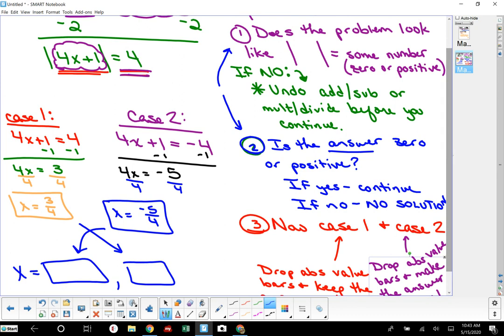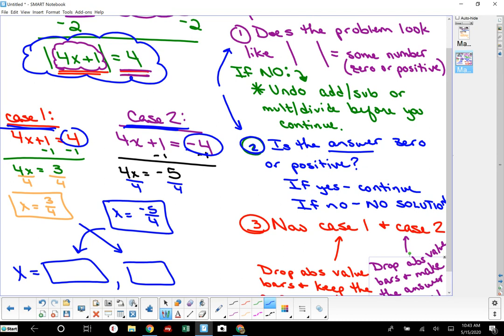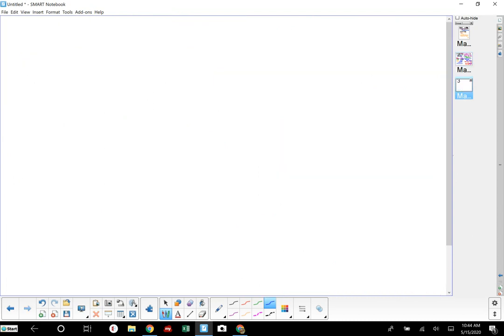Absolute value has to be equal to a number. Absolute value equals a number. Then you're going to do case 1 where the answer is positive, case 2 where the answer is negative. Most of the time, you're going to have 2 answers. All right, let's do the next one. So here's another example. Let me flip my page.